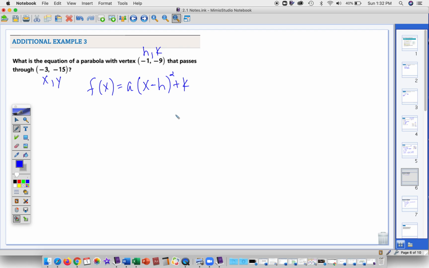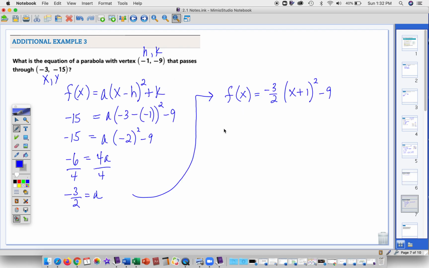Okay, let's see how you did. So I plugged everything in. I got -3/2 for a. So here's my final form. If yours differs, compare the work. If you think maybe I did something wrong, let me know in class.